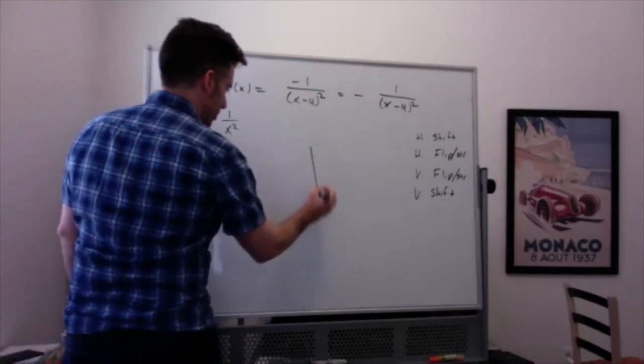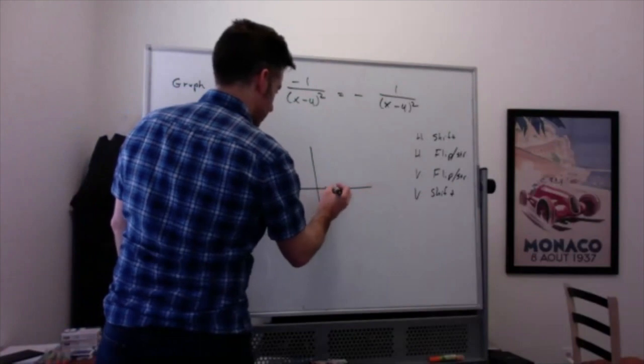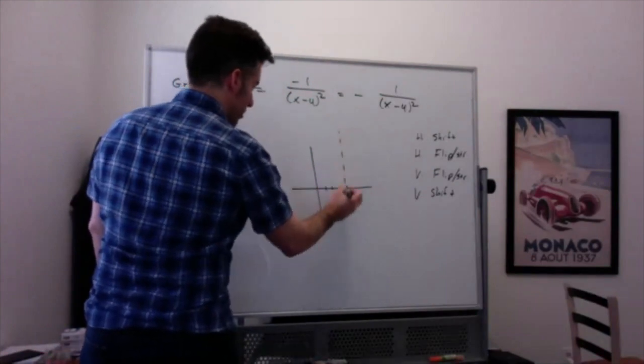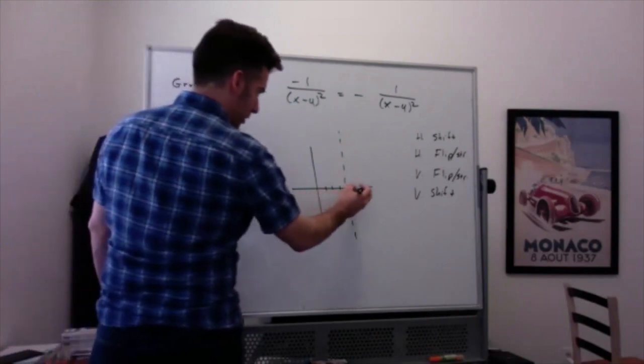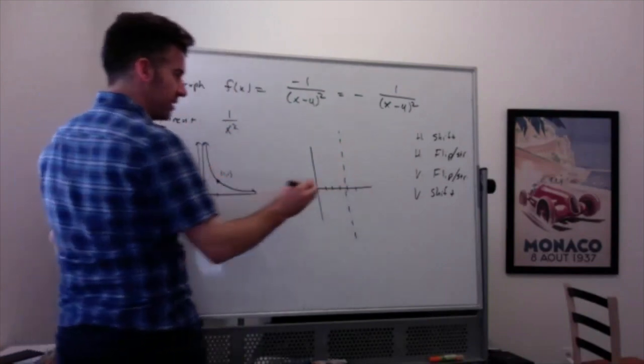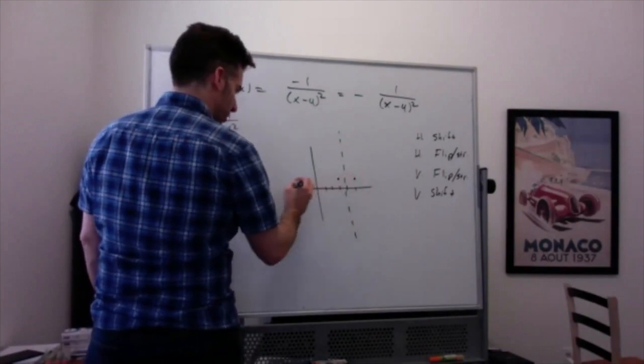So here's my horizontal shift. So now instead of getting the point 1, 1 and negative 1, 1, I'm going to get the point that's 4 larger for the x value. So I'm going to get the point 5, 1 and 3, 1. It's going to look like this.